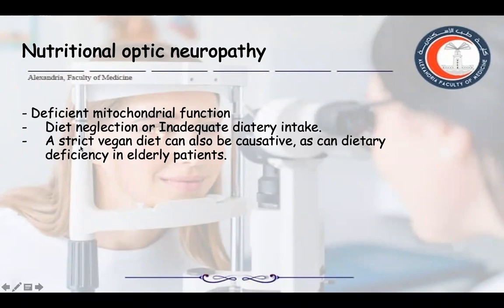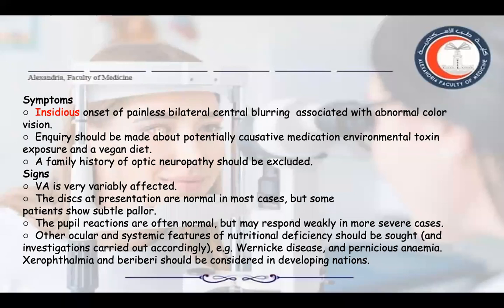However, be careful. A strict vegan diet can also be a causative factor for nutritional optic neuropathy. So don't rush to the diet and say, I want to be healthy and fit, without being careful about the nutritional elements that you need to take.